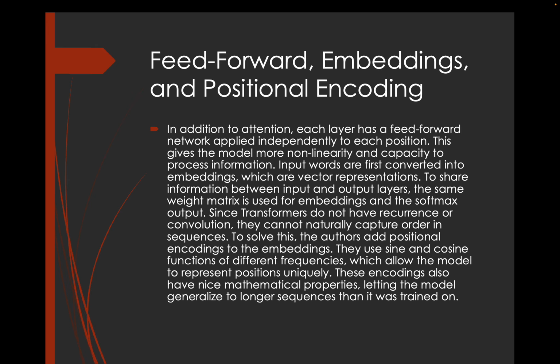Since transformers do not have recurrence or convolution, they cannot naturally capture order in a sequence. To solve this, the authors add positional encodings to the embeddings. They use sine and cosine functions of different frequencies, which allows the model to represent positions uniquely. These encodings also have nice mathematical properties, letting the model generalize to longer sequences than it was trained on.